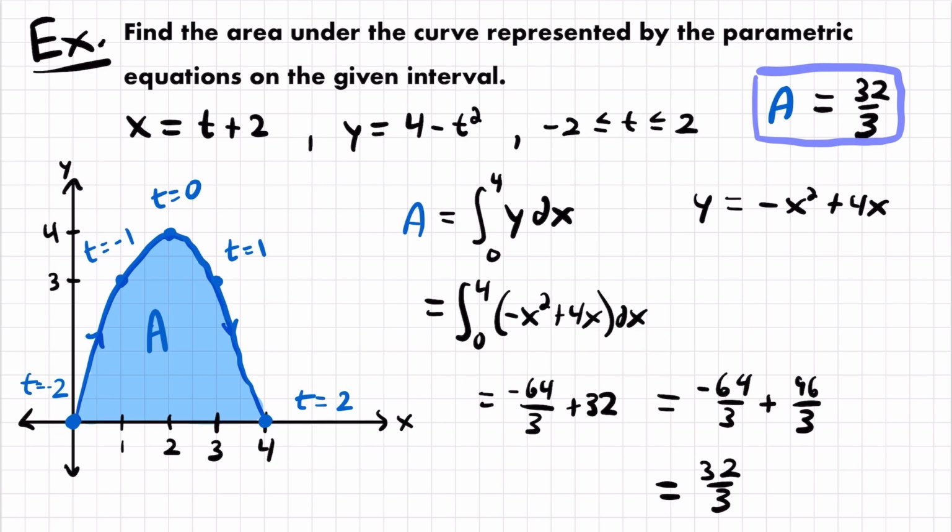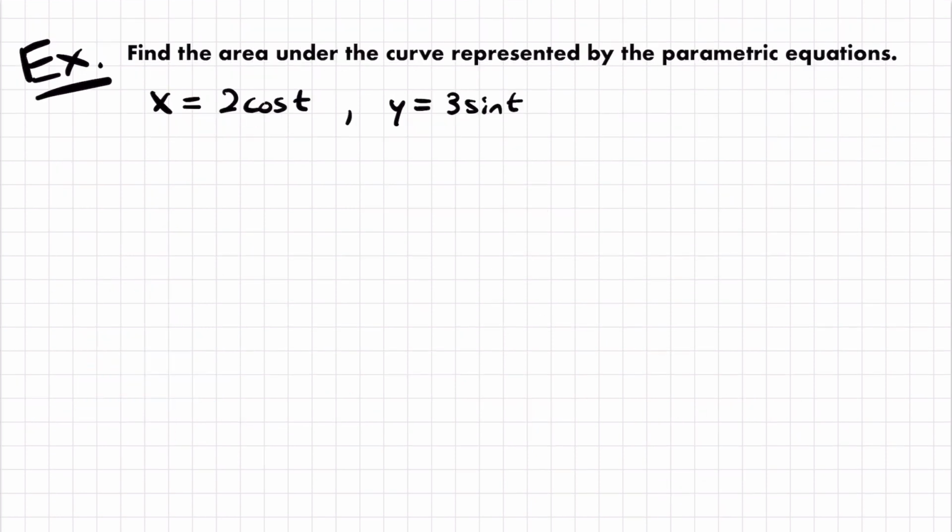And so before we end this lesson, I want to show you one more example where we calculate the area under a curve, but where it's going to be necessary for us to work in terms of t, because finding the rectangular equation and then solving for y isn't really going to be an option. And so let's take a look at that next. All right, so here's our last example. We want to find the area under the curve represented by the parametric equations. In this case, we have x equals 2 times cosine t and y equals 3 times sine t.